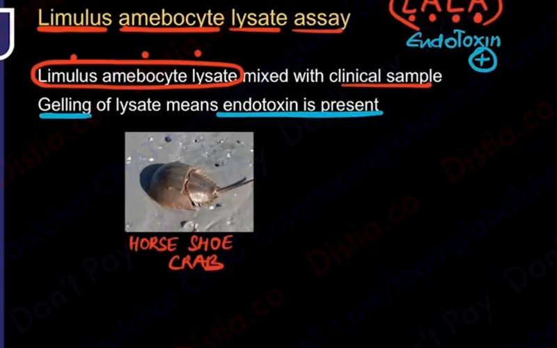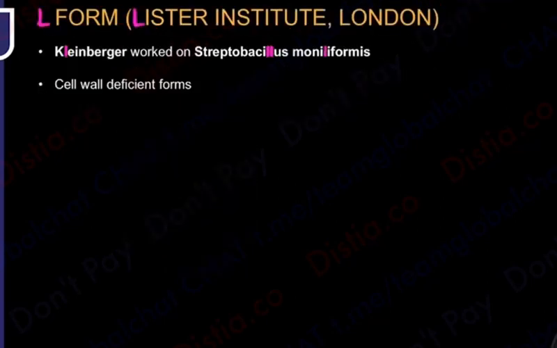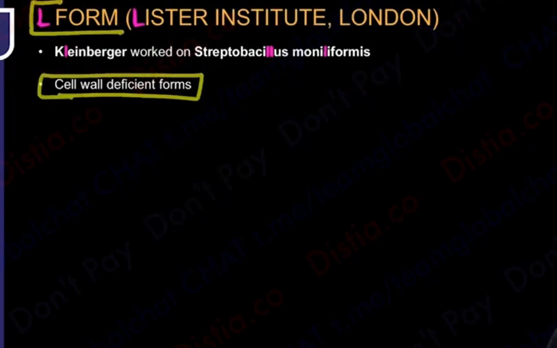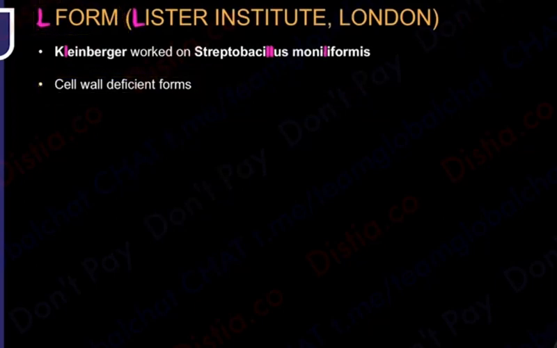What if the cell wall is gone? What if the cell wall is not there? What are cell wall deficient forms known as? That is known as L forms. Firstly, why did I call it L? You can see a lot of L's over here. This was identified in the Lister Institute in London.